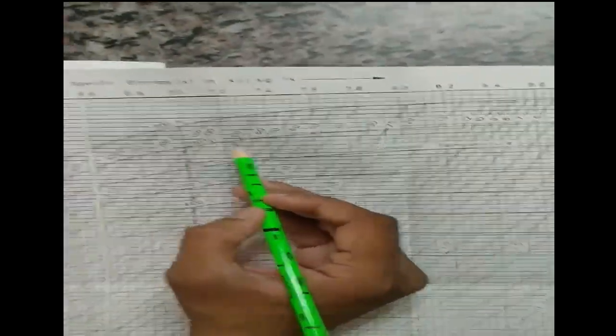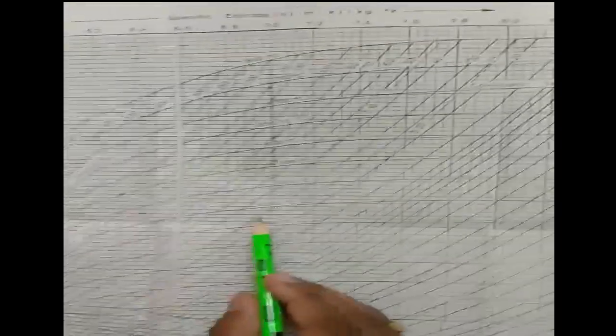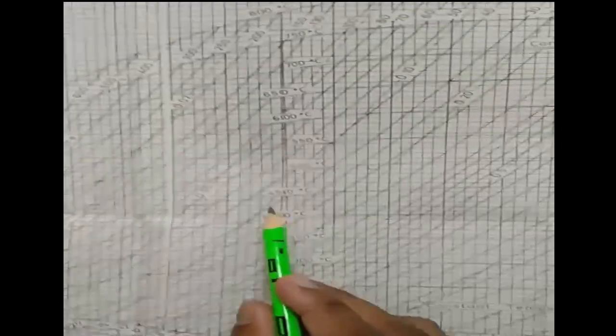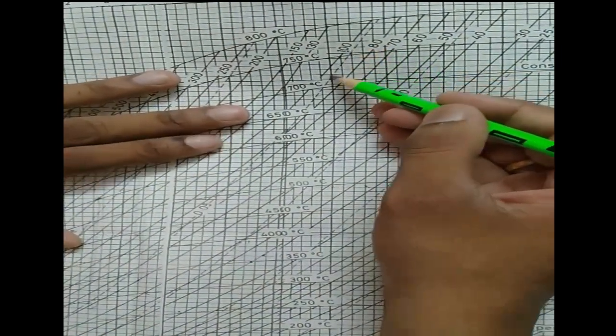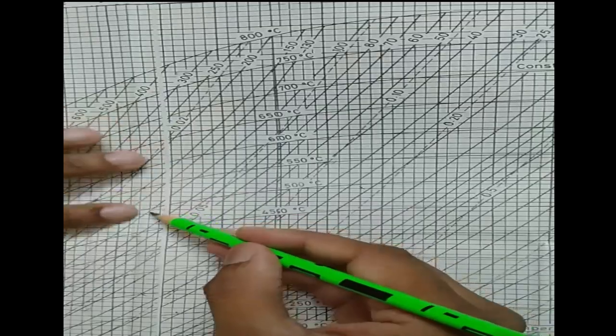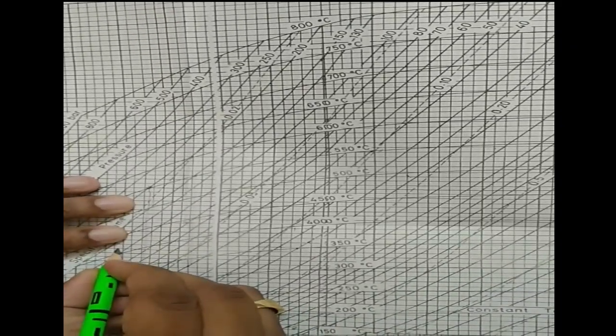See, this is your 100 bar pressure, and 400 degrees Celsius is here. I'll draw a line along the 100 bar line up to 400 degrees Celsius. At this point, 100 bar and 400 degrees Celsius intersect each other. So I'll call it point number 1.